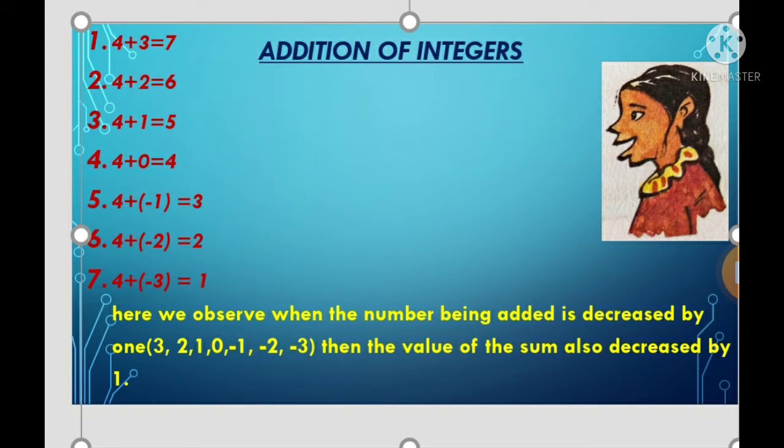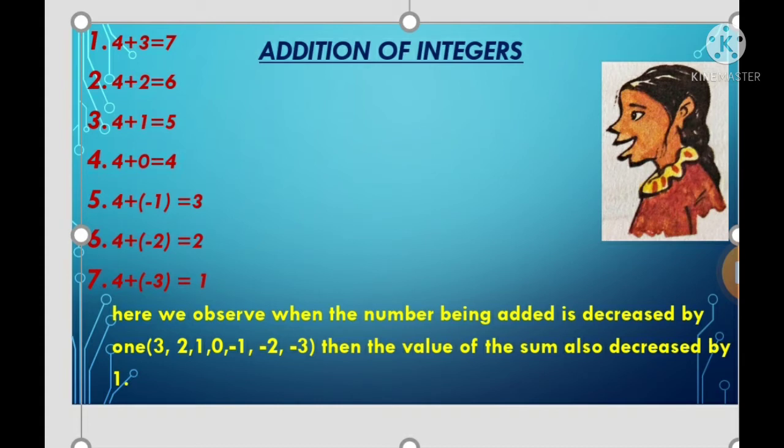After 0, on the left side of 0 are negative numbers. Those are minus 1, minus 2, minus 3. Shall we add 4 to these negative numbers? 4 plus minus 1 is 3. Observe the answers on the right side: 7, 6, 5, 4. Here the number being added decreased by 1, so the answer also decreased by 1.